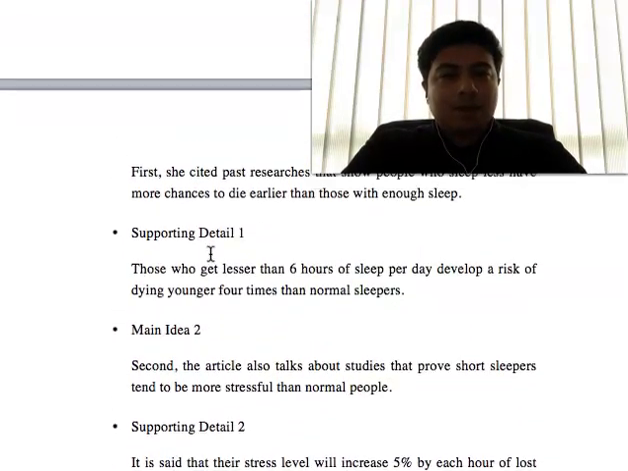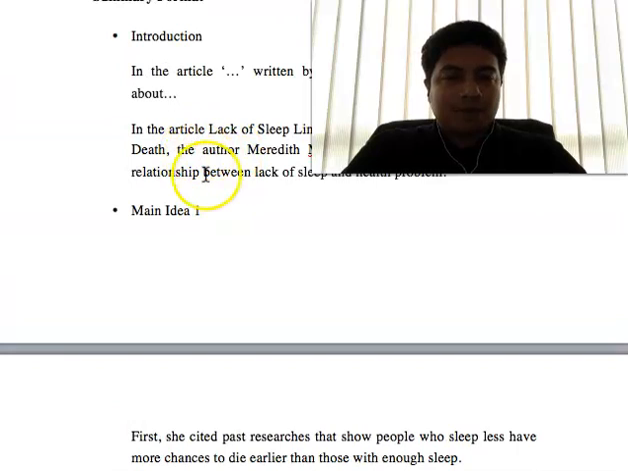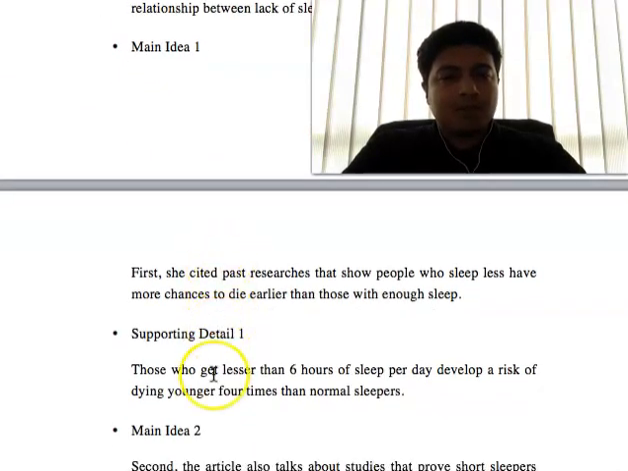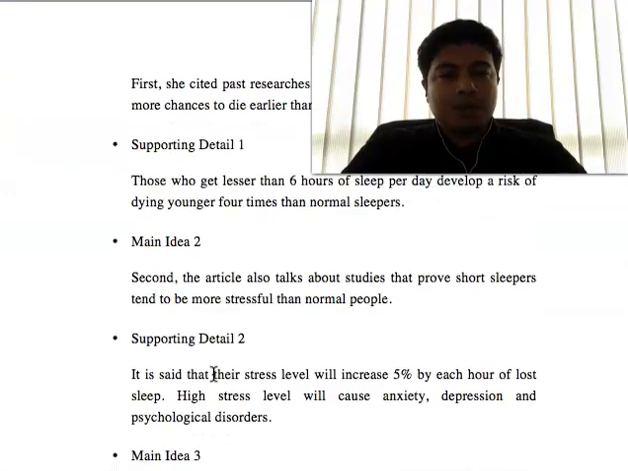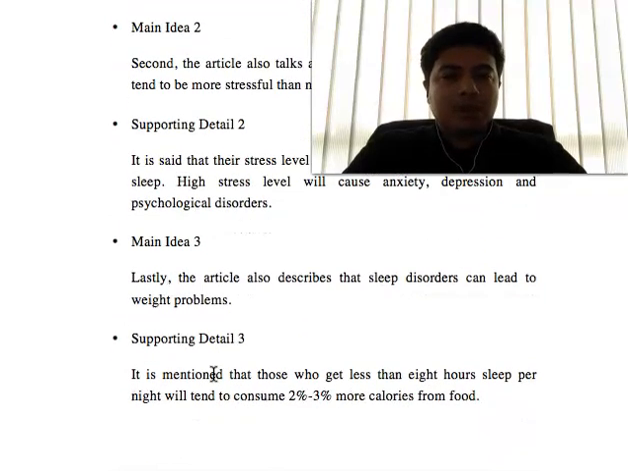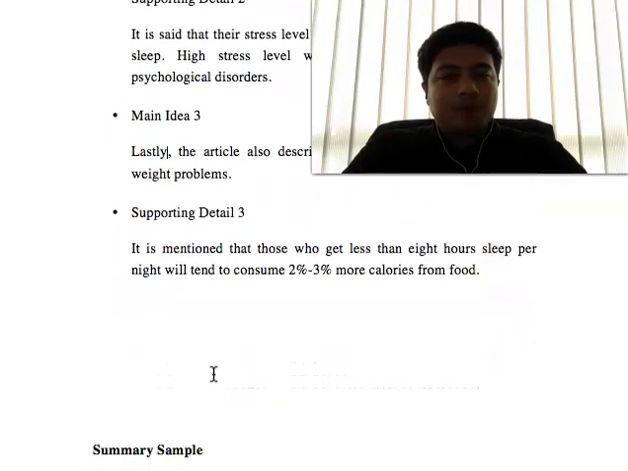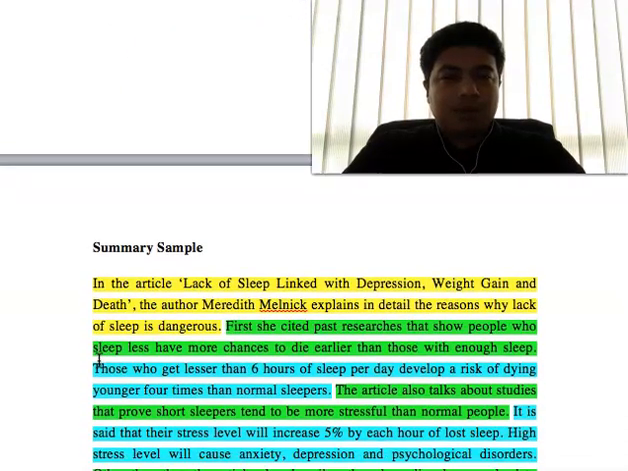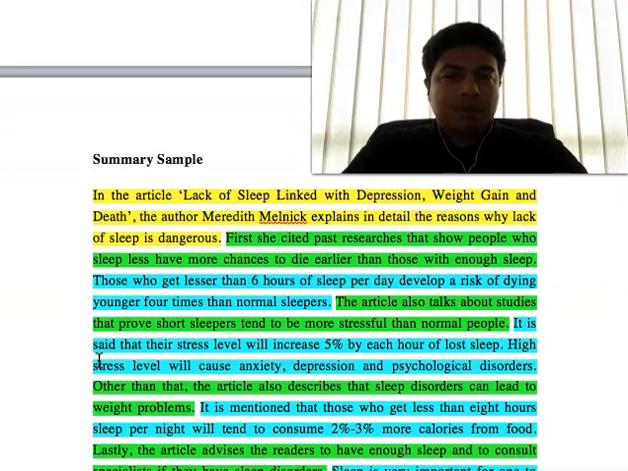So now I have followed the format. I have the introduction, main idea number 1 and supporting detail number 1, main idea number 2 and supporting detail number 2, and main idea number 3 and supporting detail number 3. So when I put them in one paragraph, it will become like this. So this is what I have when I put them all together.